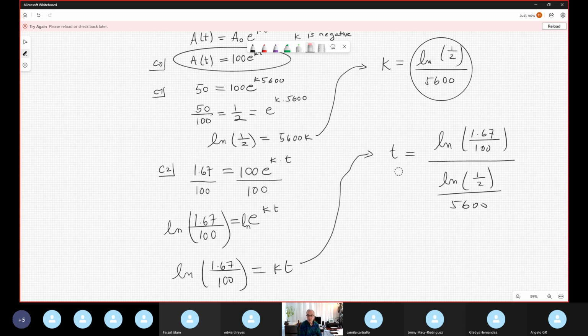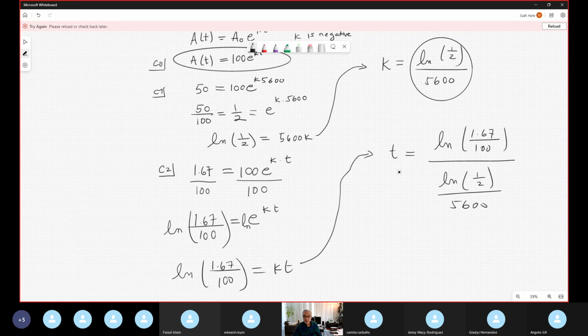Okay, come on, put it in your calculator. And the answer, k is negative, however, the answer is positive. Because actually we have two logarithms, and the number inside the logarithm is less than 1. So negative divided by negative is positive. And t is positive.